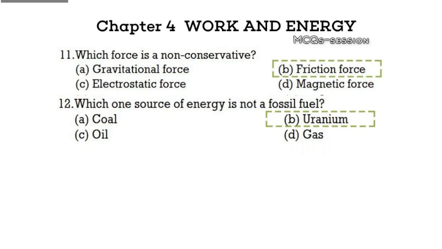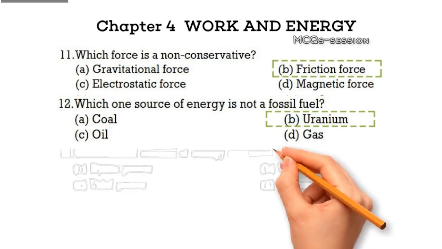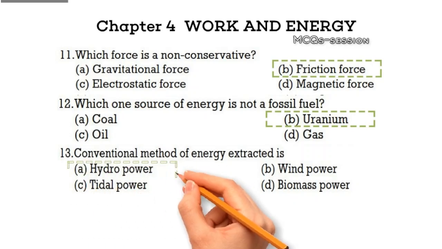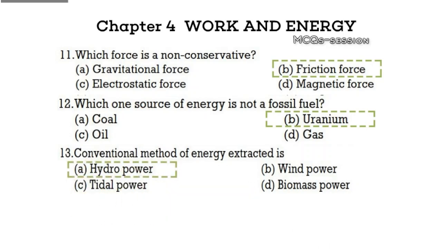oil, or gas. Question 13. Which of the following is a conventional method of energy extraction? Options: A, hydropower, B, wind power, C, tidal power, D, biomass power. Pause and take your guess. The correct answer is A, hydropower. Explanation: conventional energy sources include those that have been traditionally used, like hydroelectric power, whereas others like wind, tidal, and biomass are newer renewable sources.